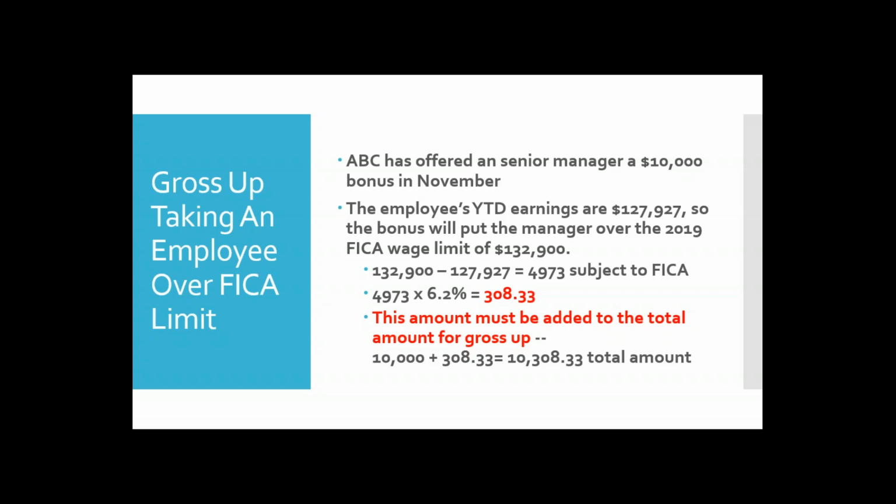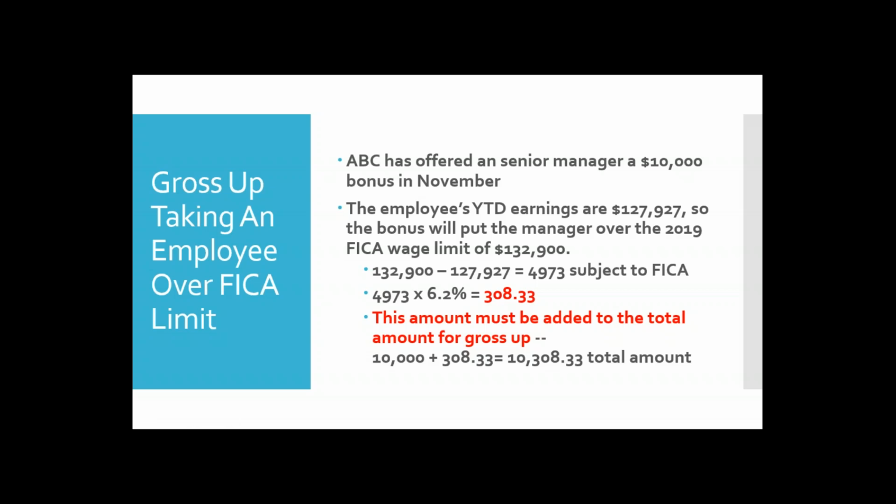How much of the wage limit does the employee have left to meet? So we'll take the FICA wage limit, $132,900, minus their year-to-date FICA wages, $127,927, and that leaves us $4,973 that will be subject to FICA out of this bonus. So we'll multiply that by the FICA rate of 6.2% to get FICA taxes of $308.33.